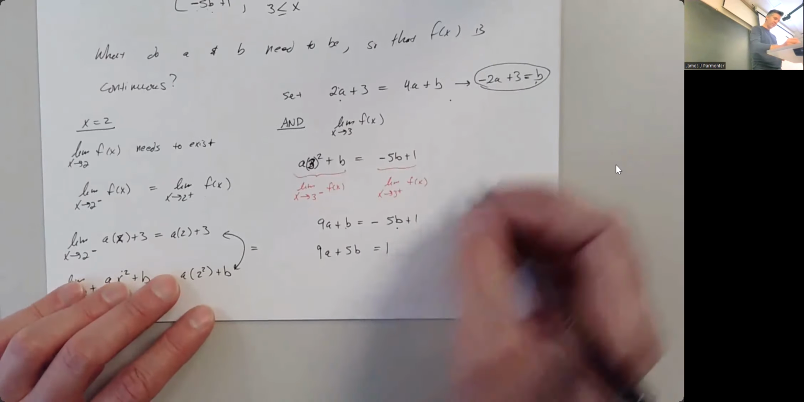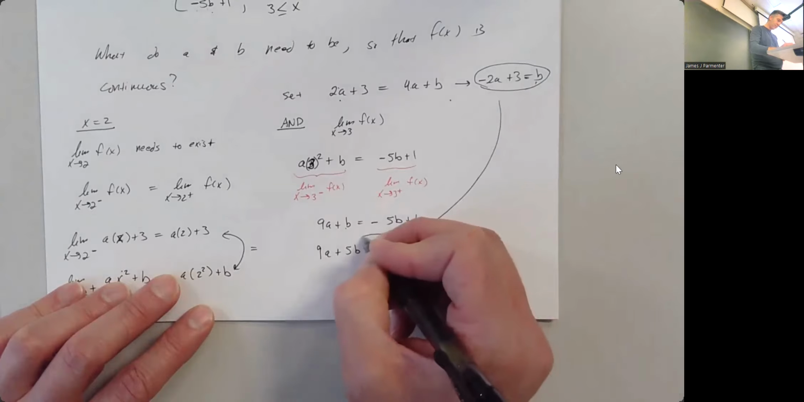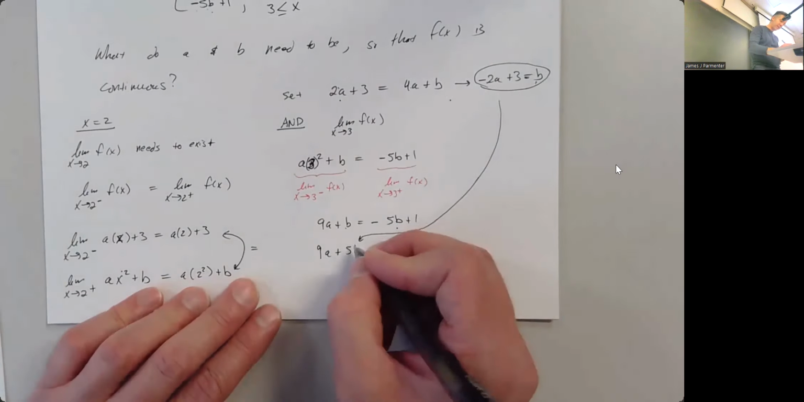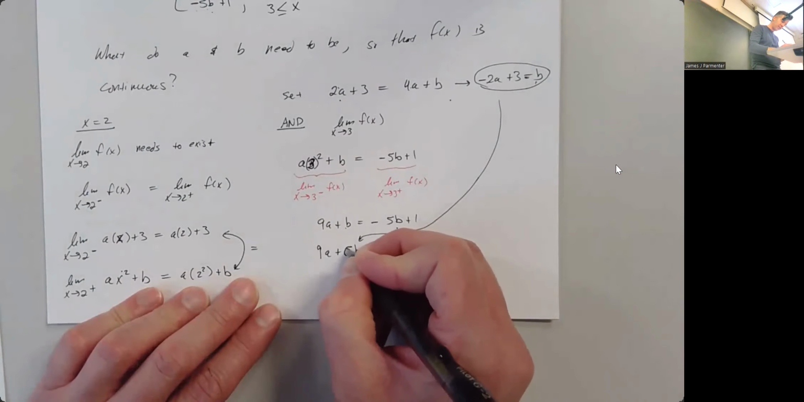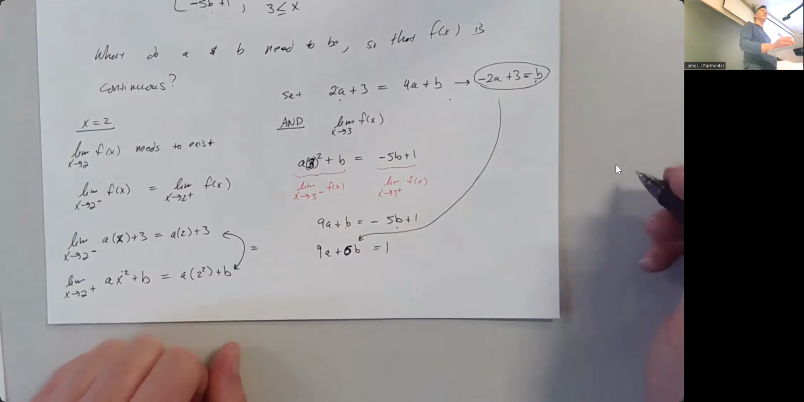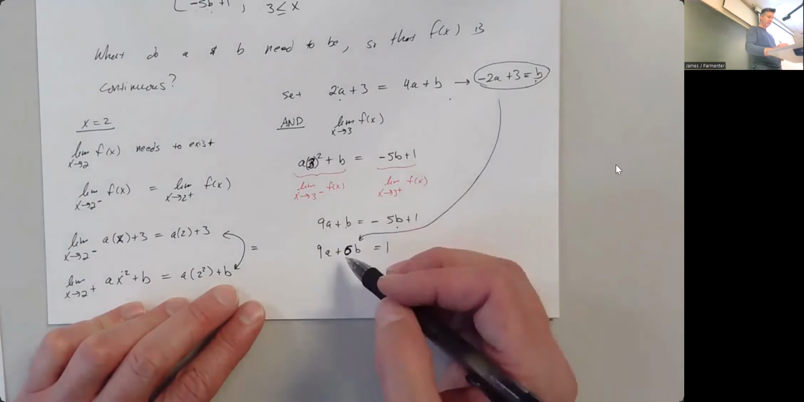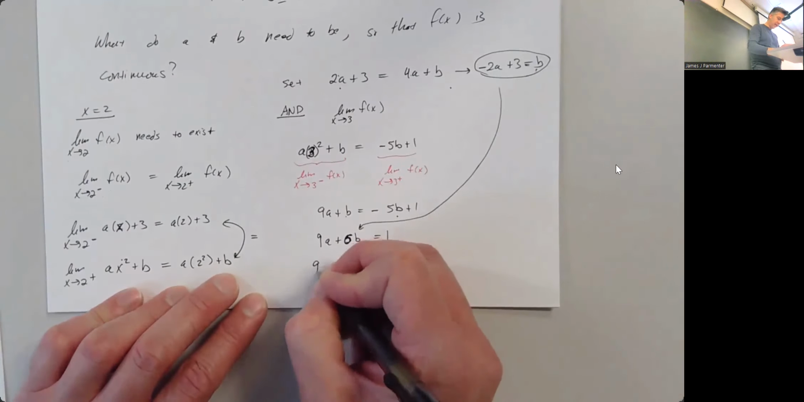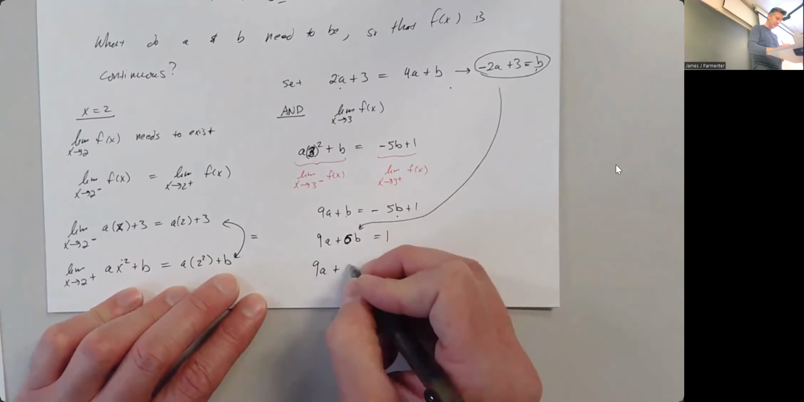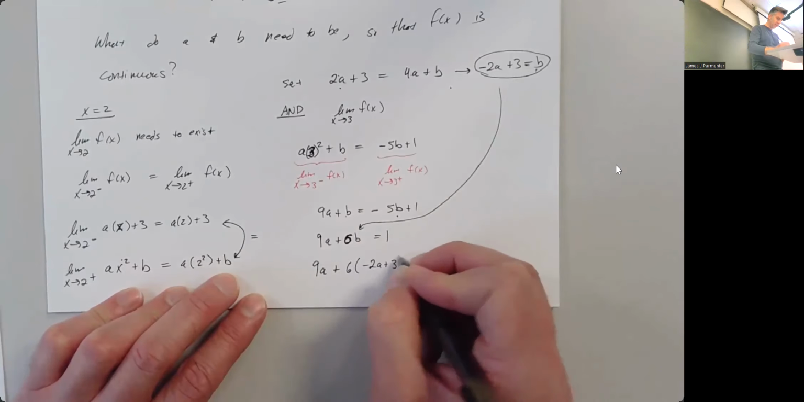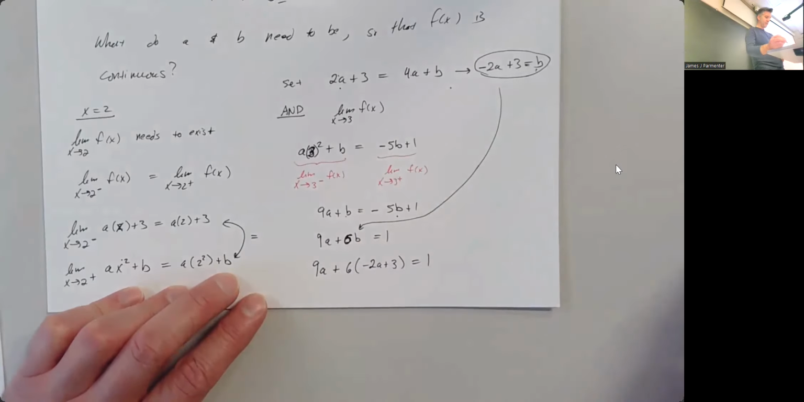So I'm going to get. Oh, good. Yes, thank you. I'd like to pretend like I did that on purpose to make sure you're paying attention, but I did not. I made a mistake. 1b plus 5b is 6b. Good call. And if we plug in this expression for b, we're going to get 9 times a plus 6 times negative 2a plus 3 equal to 1. And now we should be able to solve for a.